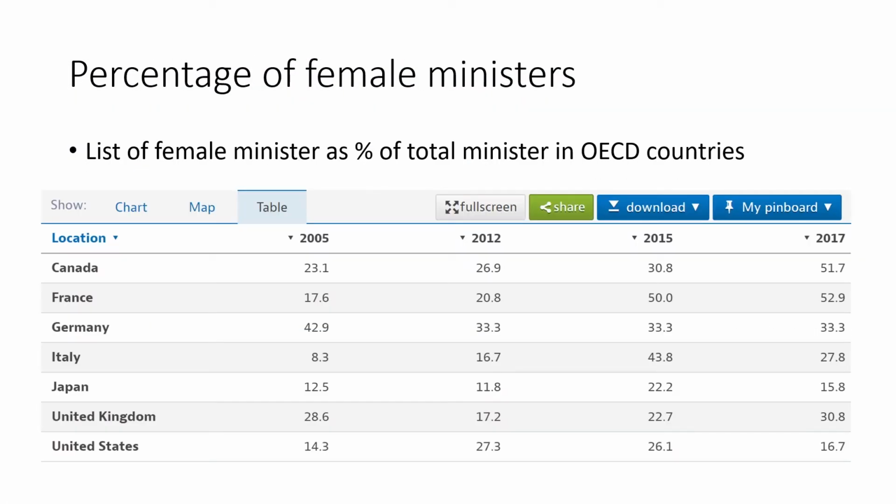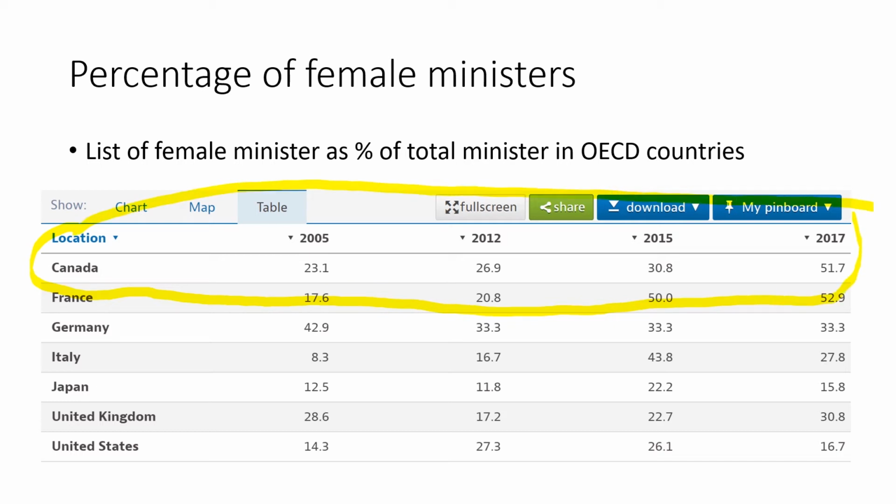So the data which we use for our visualization today is a list of female ministers as a percent of total ministers. The list we chose is from the OECD countries, so the developed countries on our Earth, and the specific list we chose is for Canada. And the data points we have are 2015, 2012, 2005, and 2017.